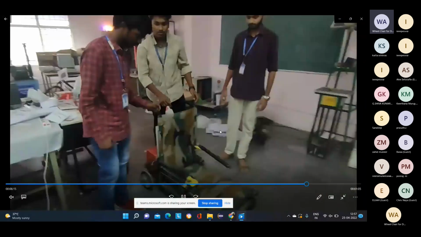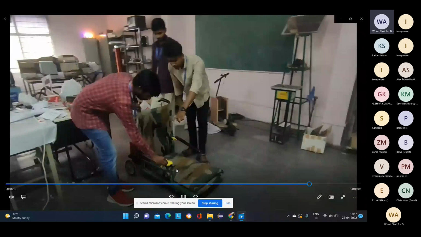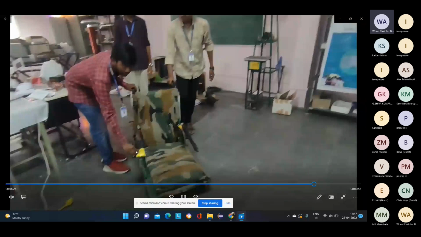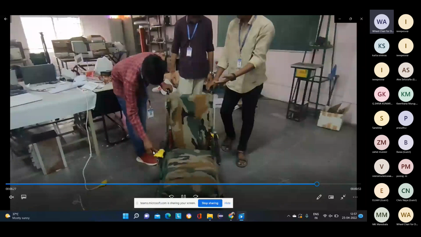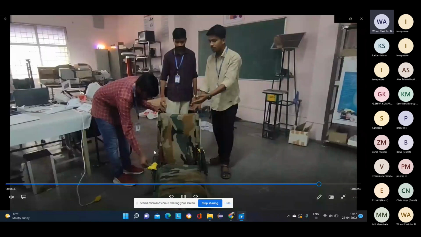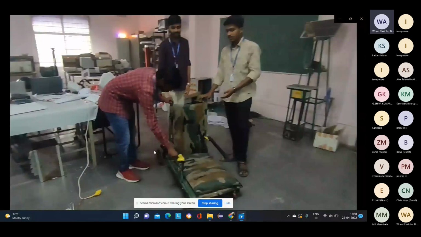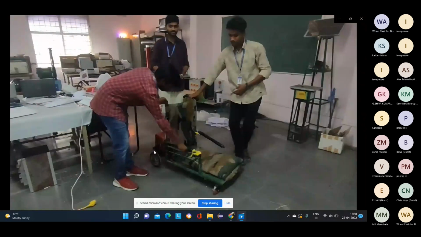Now by using the joystick, here it is, the joystick. By operating the joystick, we can operate our wheelchair. As we can see, by using the joystick we are moving our wheelchair towards the front direction, and it is even moving towards the right side. If we want, by using the joystick we can move it in the reverse direction also. So this is the working of the wheelchair.